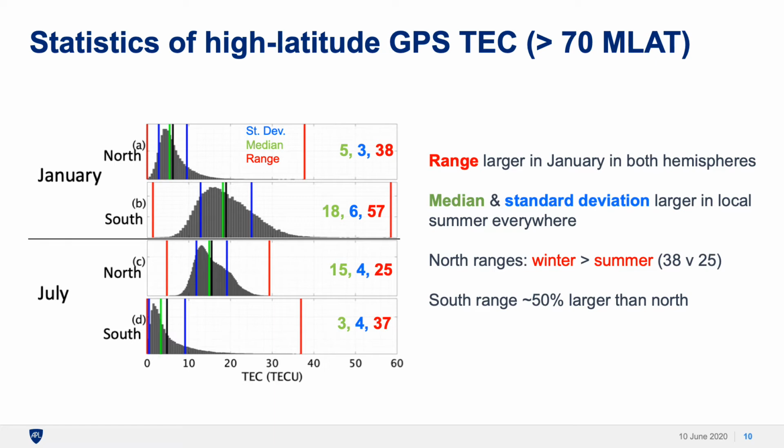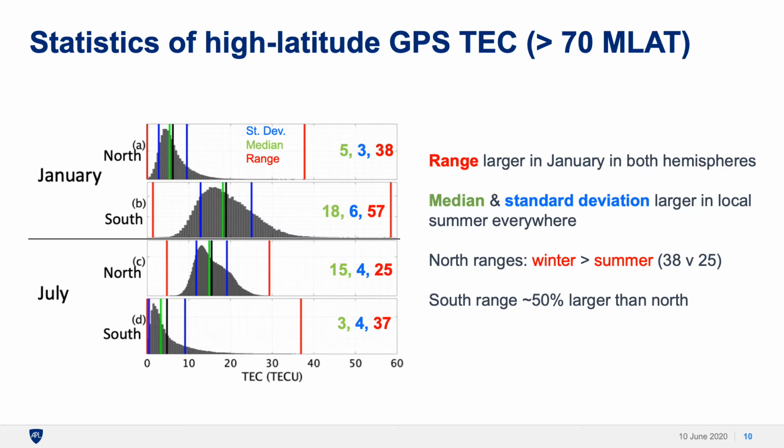So now if we look at a statistical breakdown of all the TEC values that were observed above 70 degrees magnetic in the test period, we'll show the standard deviation in blue, the median in green, and the range in red. If we look at the range there, the range of TEC values is much larger in both hemispheres in January than it is in July. So that matches that delta N test and the result that was first shown by Noya et al. in 2013.